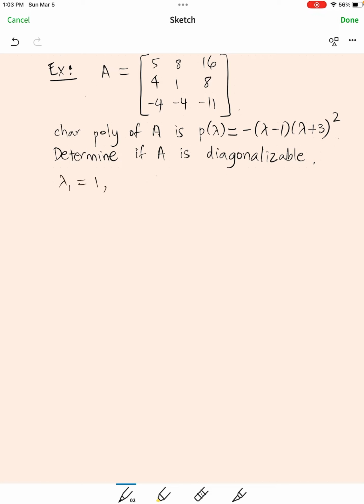So the eigenvalues are 1 and -3, right? And first of all, we should just make sure that the characteristic polynomial splits. Does it split? Yes, right? It's fully factored. There are no quadratics that can't be factored. It's all just the product of linear factors. So it splits, that's fine. And so A could very well be diagonalizable. We just don't know yet.